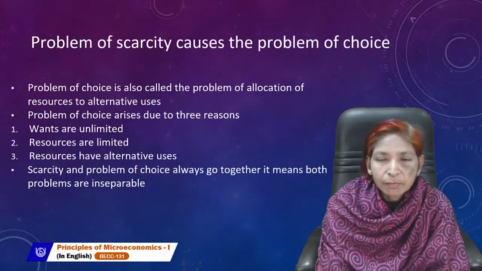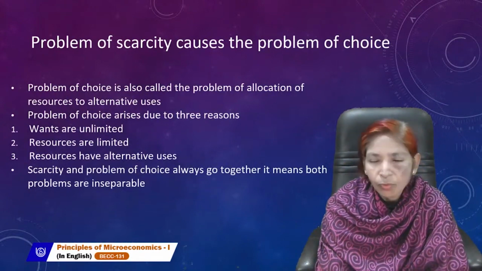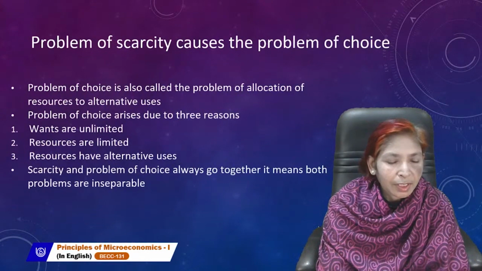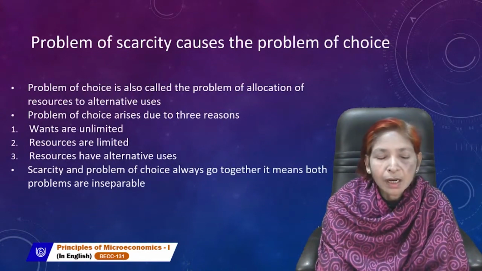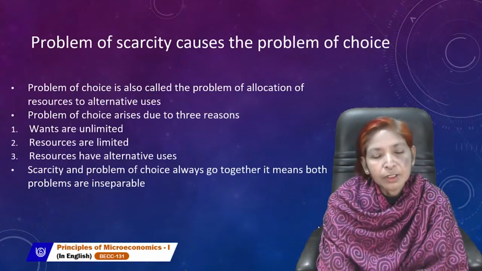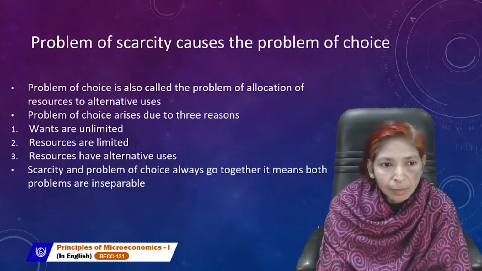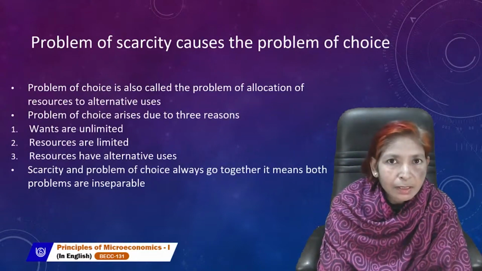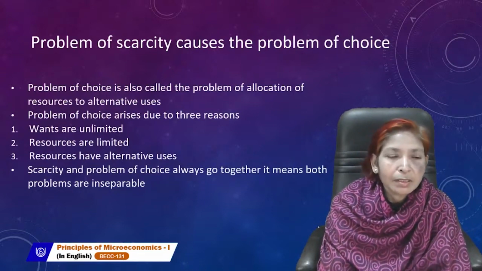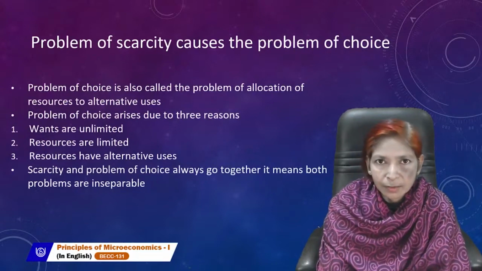The problem of choice basically arises due to three reasons. One is that wants are unlimited. As we have studied earlier, wants are always endless or unlimited. And the resources which can satisfy our unlimited wants, available in our country or in our world, are always limited. Resources have alternative uses.